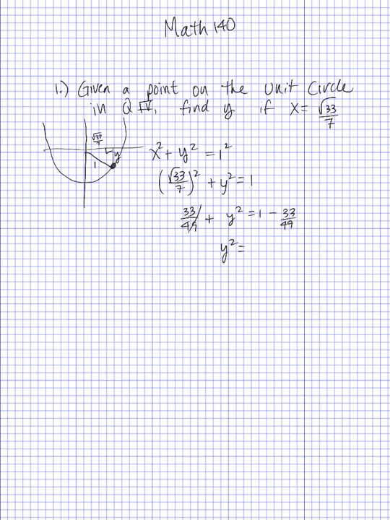So then we can replace 1 with 49/49. And so that gives us 16/49. And when we go to take the square root to solve for y, then we need to think about what quadrant we're in. Since we're in quadrant 4, that means that the y value needs to be negative. So the answer here will be y is equal to negative 4/7.